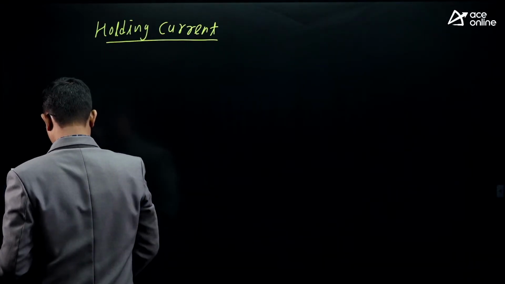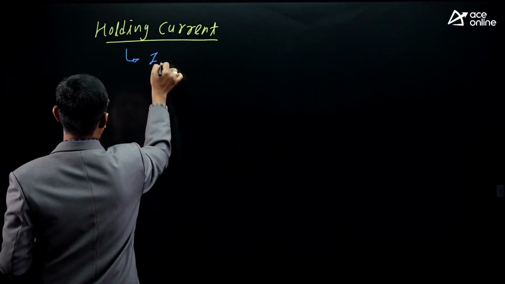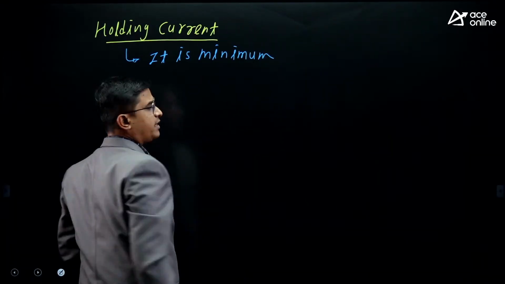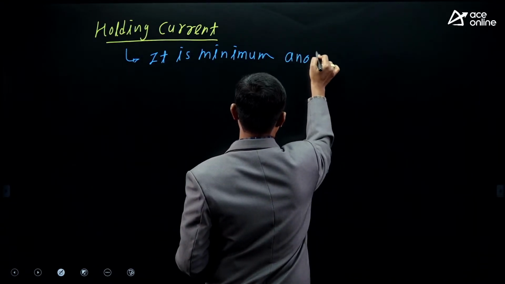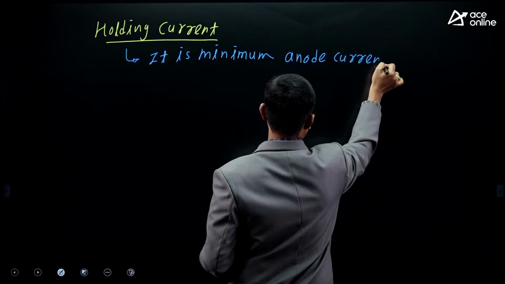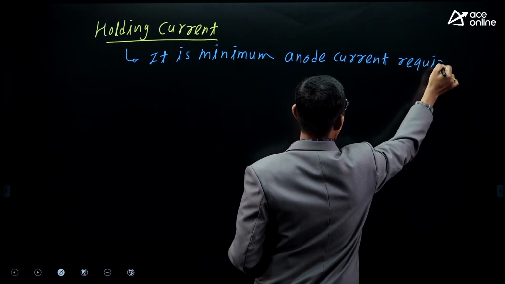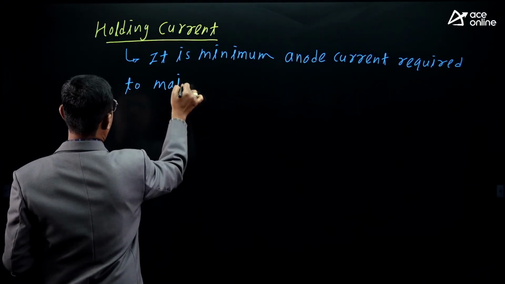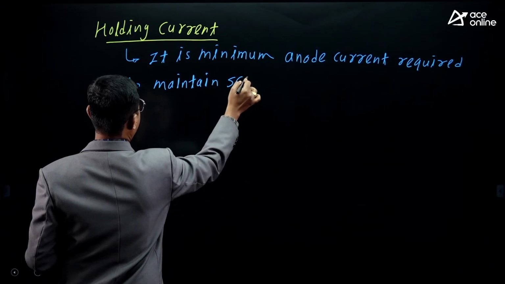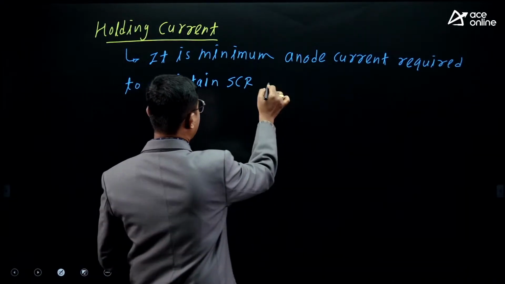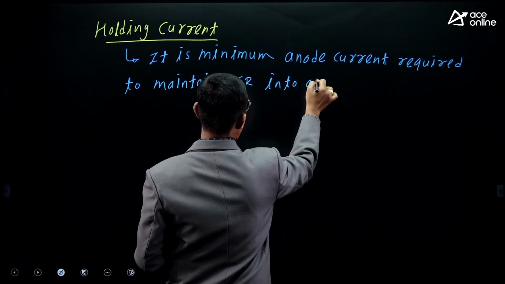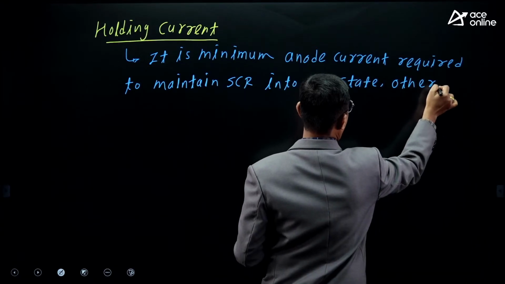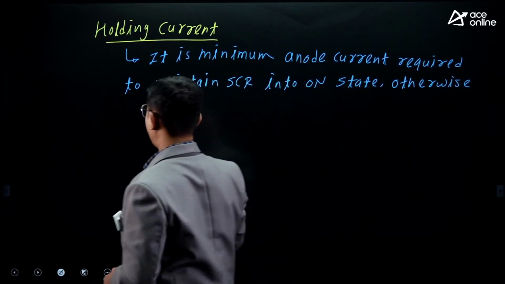It is the minimum anode current required to maintain the SCR in the on state. Otherwise, it turns off.